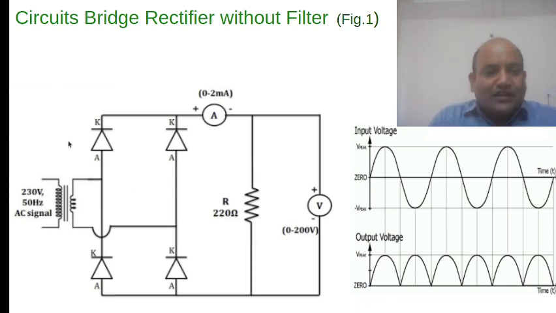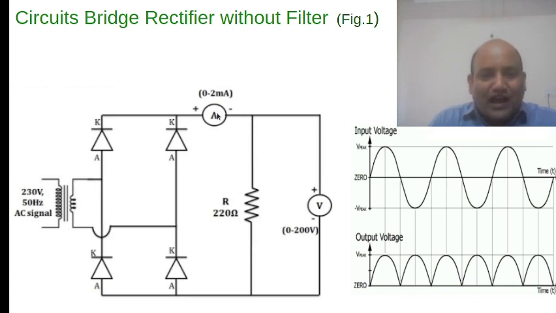So this is the input signal which is fed here, and this input signal is stepped down to 12 volt in the current experiment. When this 12 volt is coming in, then what happens? See, one time this becomes positive, this negative, for this half cycle. For another half cycle, this end becomes negative and this end becomes positive.